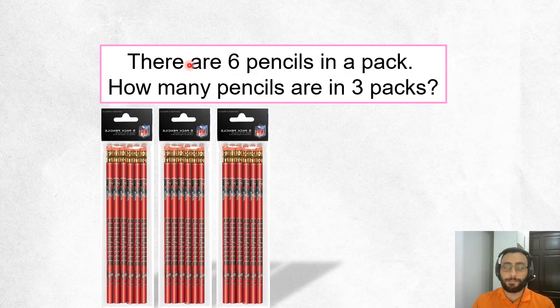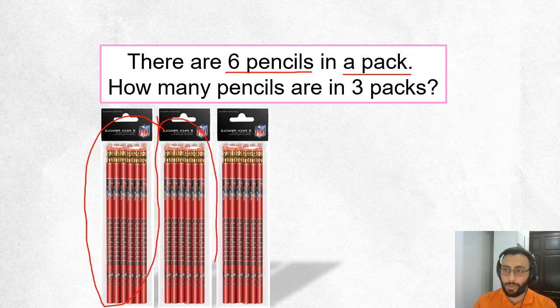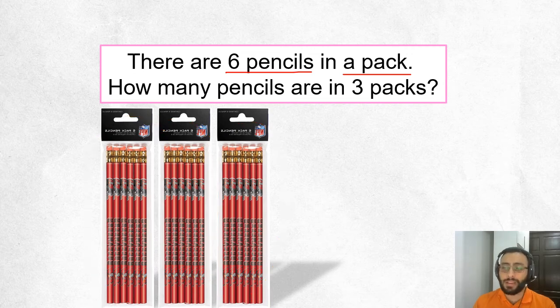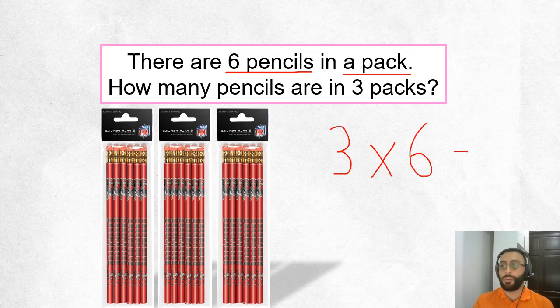Let's see this one. There are 6 pencils in a pack. Okay? So 6 pencils in one pack. This is one pack. This is another pack. And this is another pack. Right? And in each pack, there are 6 pencils. But let me ask you, how many packs are there? 3 packs. How many pencils in each pack? Let's say times. How many? 6. So 3 times 6.